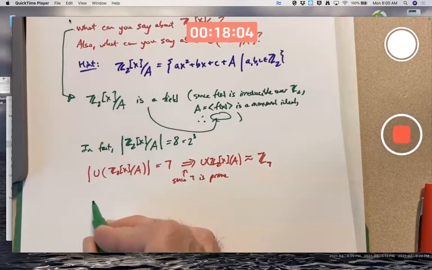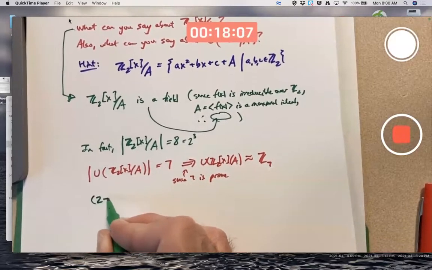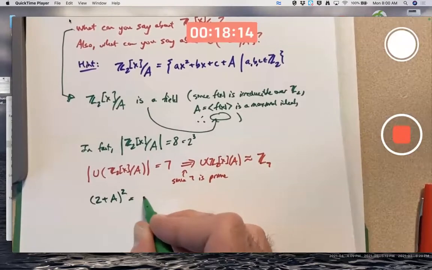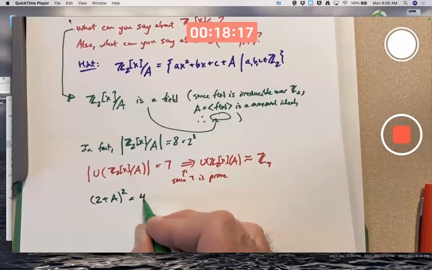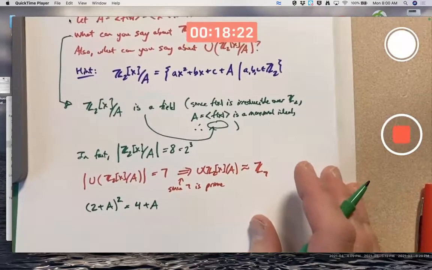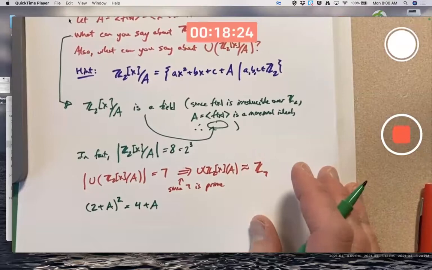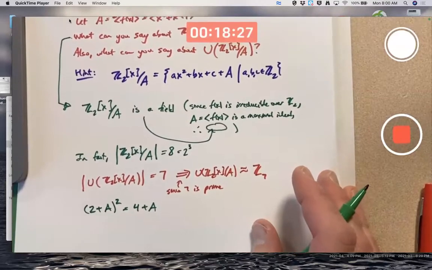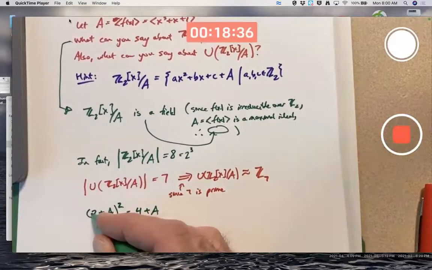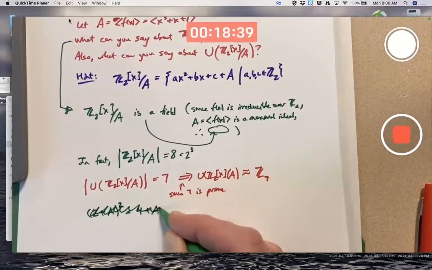Let's try seeing if 2 + A is a generator. Start by squaring it. You go ahead and do 2 times 2 is 4, but we are modding by 2, which would give 0, so I'm a little confused here. Oh, never mind. The coefficients are in Z2 to begin with. 2 + A is 0. My mistake.